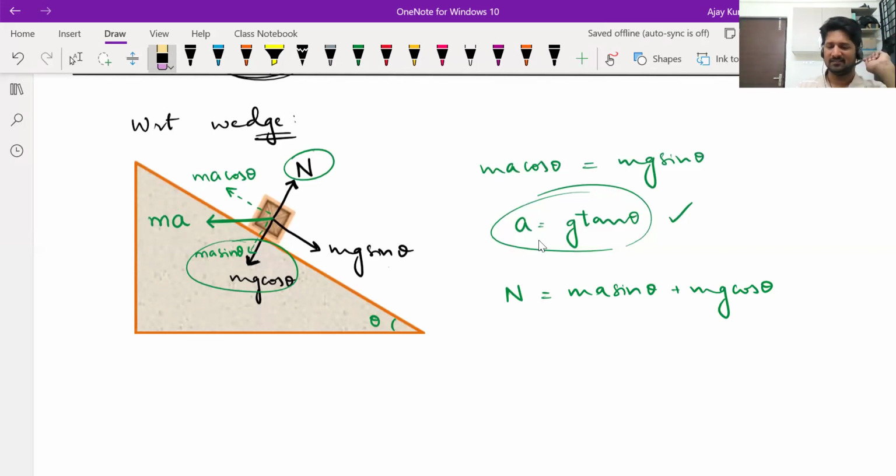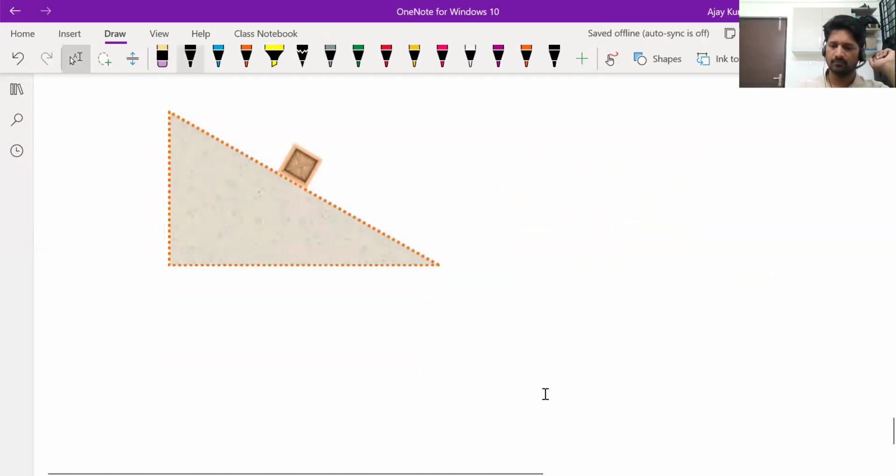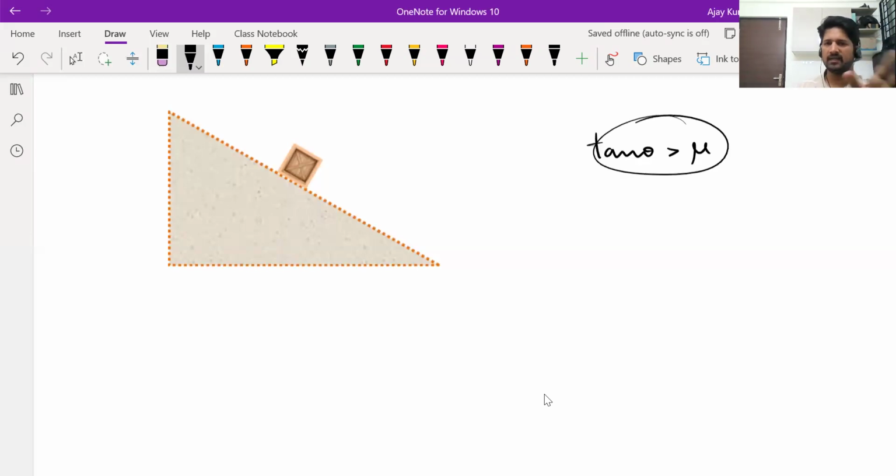If there is friction, then some extra cases will arise. Basically, what happens if there is friction? Friction tries to prevent sliding. That is the job of friction. It may not completely stop sliding, but it will try its best to prevent sliding. So in the presence of friction, consider this as a rough incline. And assume tan theta is greater than mu. Tan theta greater than mu means the angle is more than the angle of repose. The block cannot stay there on its own. It will have to slide.